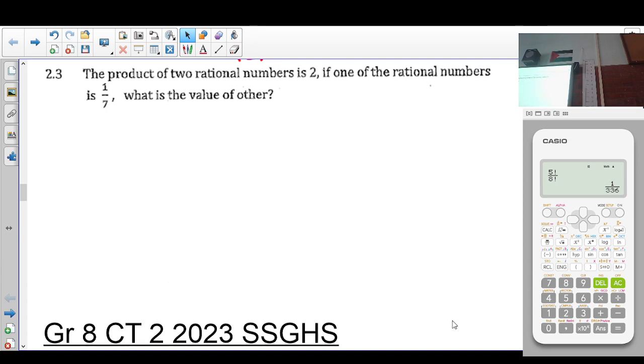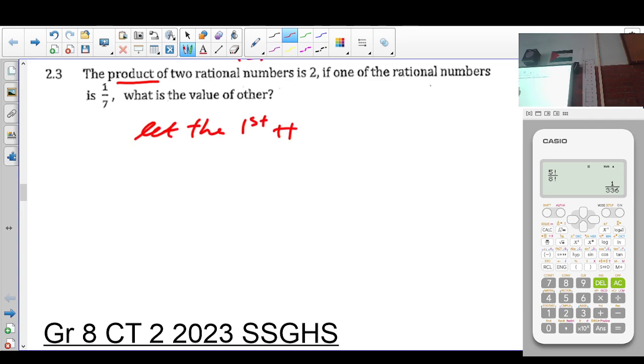The product of 2 rational numbers. What does product mean? To times. Not to subtract or add. The product. So we say let the first number be x. The product of 2 rational numbers is 2. If one rational number is 1 over 7, what is the value of the other?